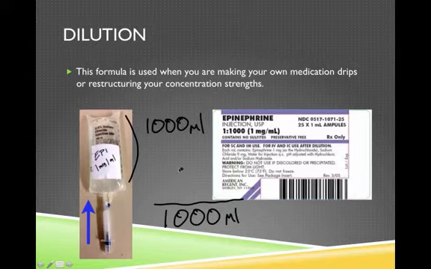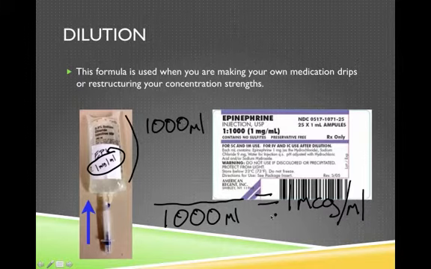We don't know how many mics, but let's use their figures. We want it mixed to 1 microgram per milliliter. So this is one of those formulas where if you have the bottom number, you're going to multiply your answer. So 1,000 times 1 is 1,000. So we're going to put 1,000 mics into that 1,000 milliliter bag.